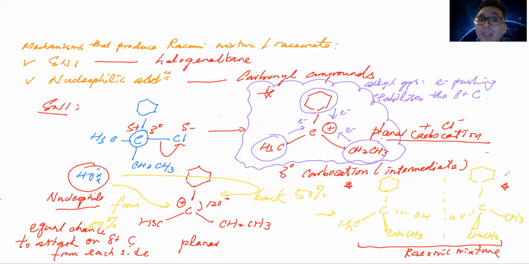In the next video, we will look at how nucleophilic addition can produce racemic mixtures similarly. Remember, the key point is there is a carbocation that is planar, with equal chance to attack on each side, producing a pair of enantiomers in equal amount. This is called a racemic mixture. Do you remember the keywords?